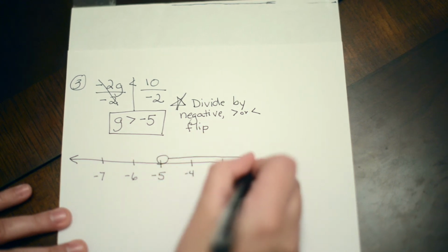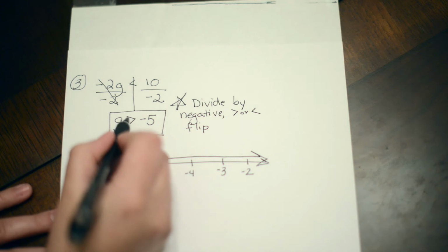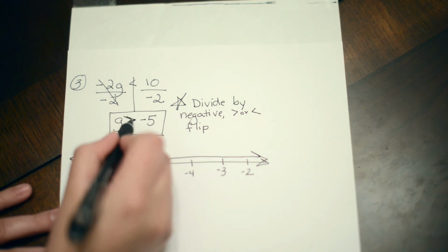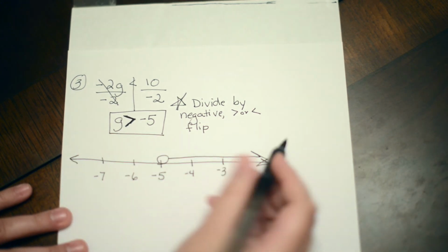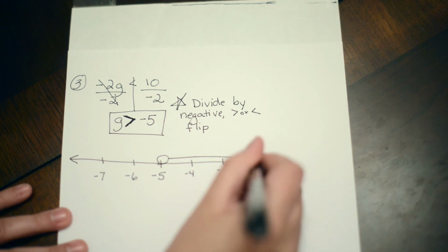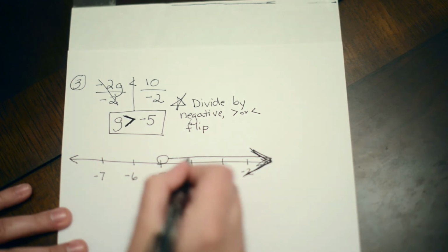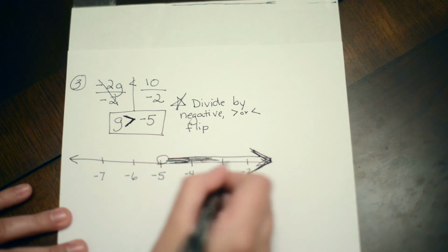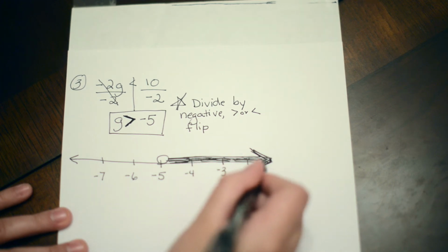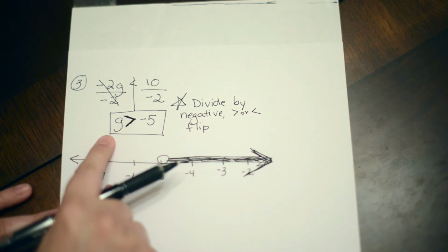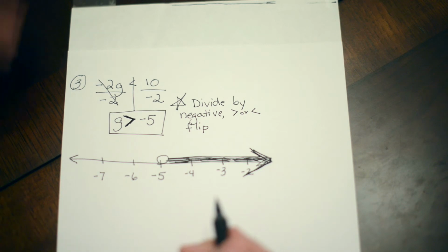Everything on this side. And here's a little trick. You see how this shape is? Do you see how it's pointing to the right? Look at these arrows, how it's pointing the same way. That's how you know which way to color. And that only works when your variable is on the left side. Okay.